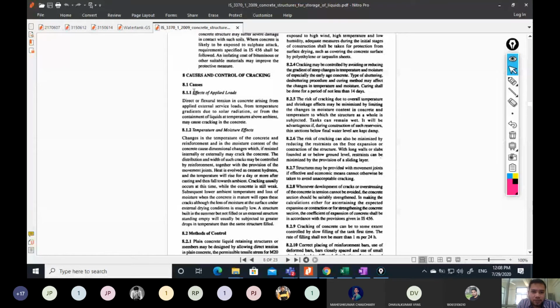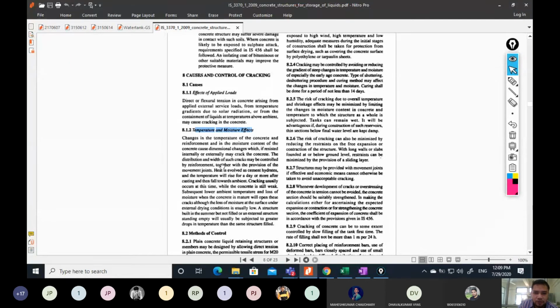Basically the causes of the cracking are the effect of the applied loads, okay, or it may be due to the temperature and moisture effects. So the direct and flexural tension in concrete arising from the applied external service loads, from temperature gradient due to solar radiation, or from the containment of liquids at temperature above ambient may cause cracking in the concrete. And the change in temperature of the concrete and reinforcement, and in moisture content of the concrete, cause dimensional changes, which if resisted internally or externally may crack the concrete.